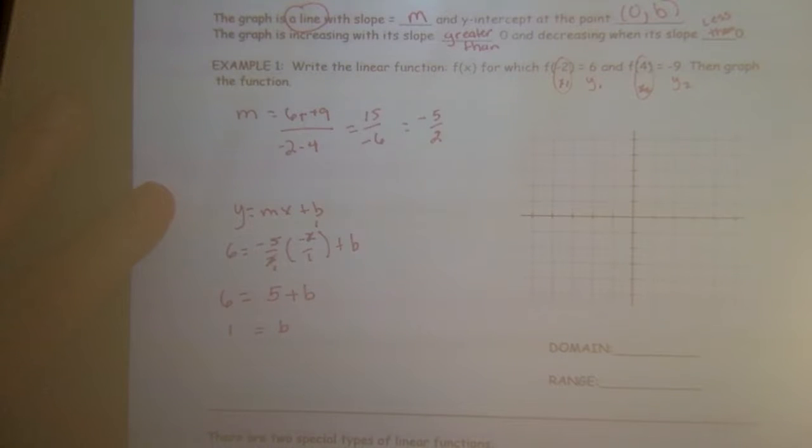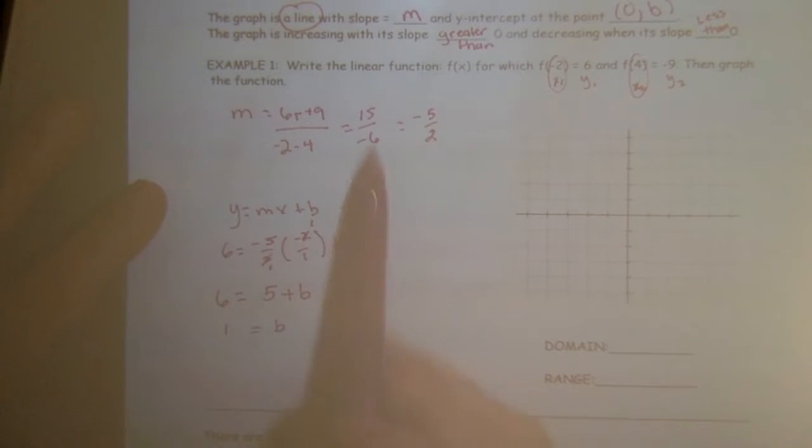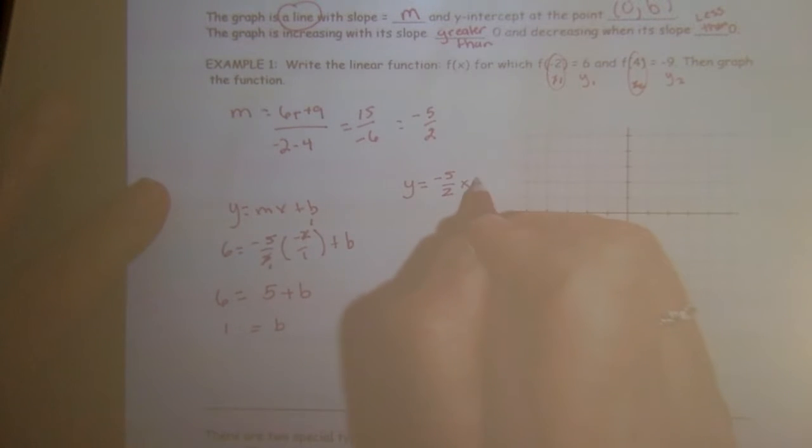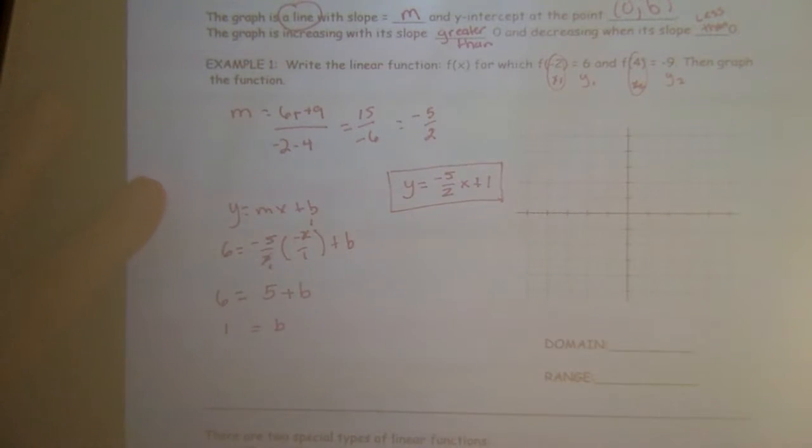What just happened? Negative 5 over 2 times negative 2 over 1. The 2's on the top and the bottom both are divisible by 2. So that negative times the negative leaves the positive. And our equation is y equals negative 5 over 2 x plus 1, because we have to write the function, then graph it.